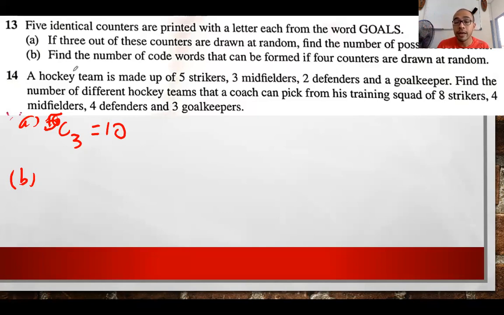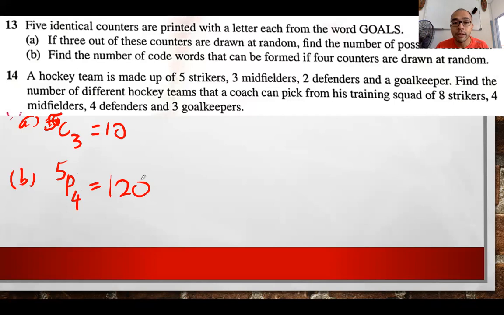Anyone with a password will testify to this. If you change the words around, the computer or the server will recognize it as a different arrangement. So since there are different arrangements involved, this one we're talking about permutation. So you have 5 letters and you want to choose and arrange 4 letters. So this will be 120.